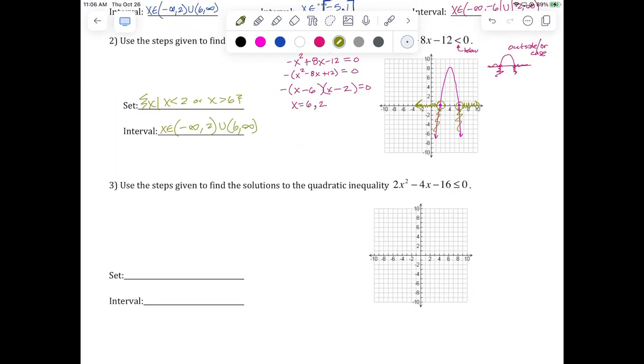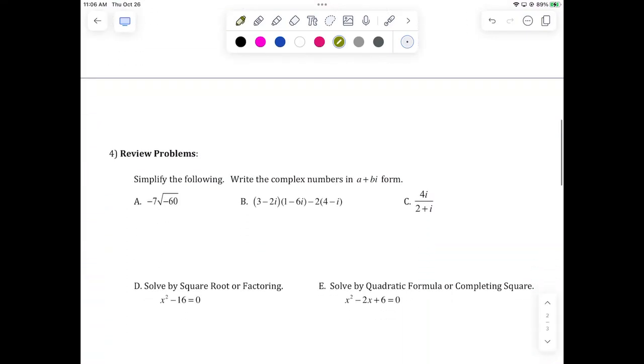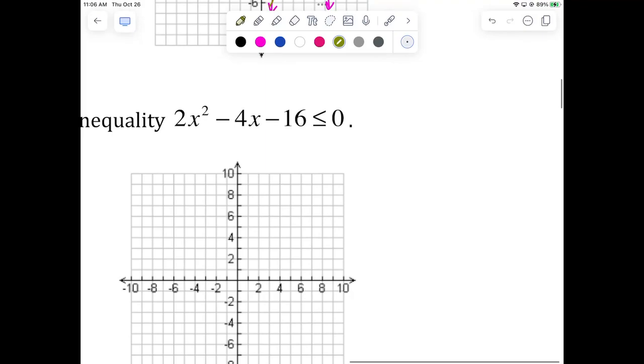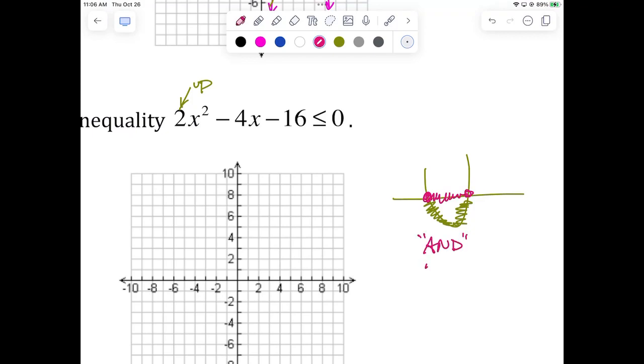Okay, we got one last one before we got some review problems. What do I know about this one? It's a parabola that opens what, up or down? It opens up, so if I draw a parabola that opens up, give yourself an x-axis. I want to know where it's less than or equal to 0. That's below, isn't it? Is this one going to be the and case or the or case? Between or outside of? This is the between case, right? So this is the and case.